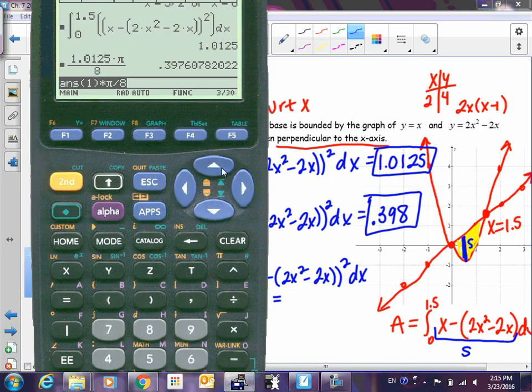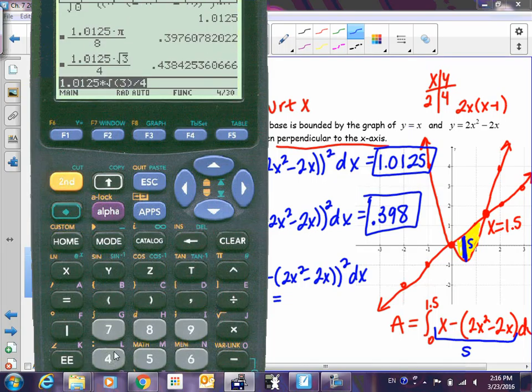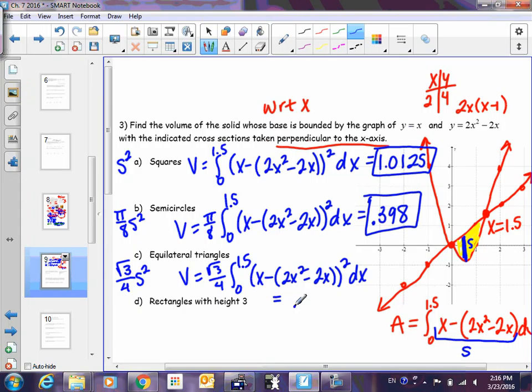So I could retype that whole thing in if I wanted to, or in my calculator. Okay, I can just go up here and I could say, let me grab that number and let me go times root 3. Make sure you close the parenthesis there, divided by 4. 0.438. Okay, so if you can do a square, you can do a semicircle or equilateral triangle. They're not any harder than those.